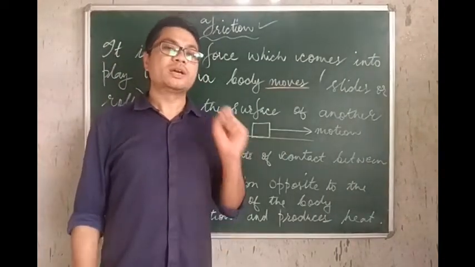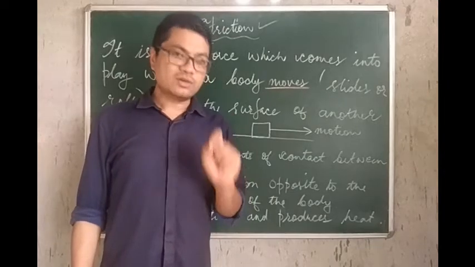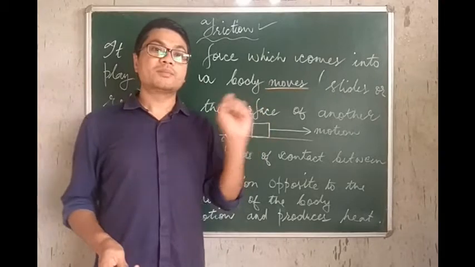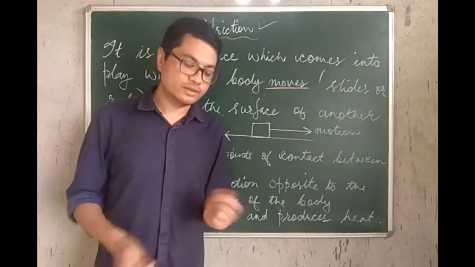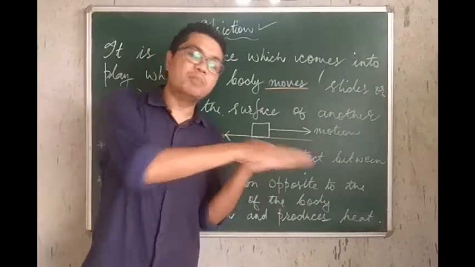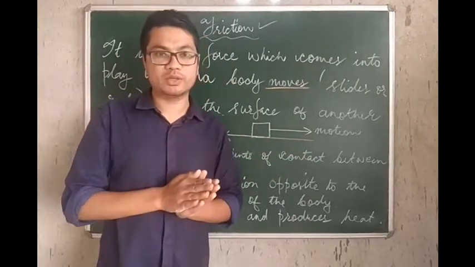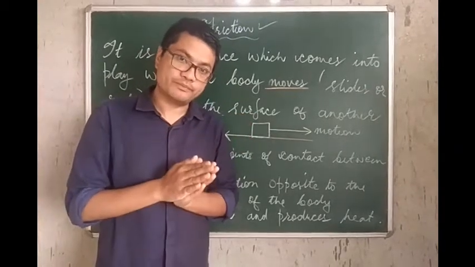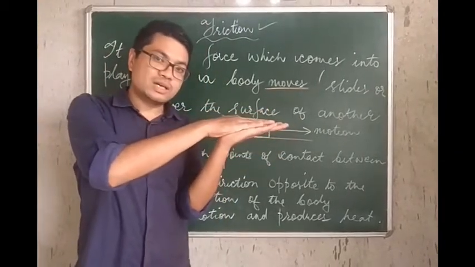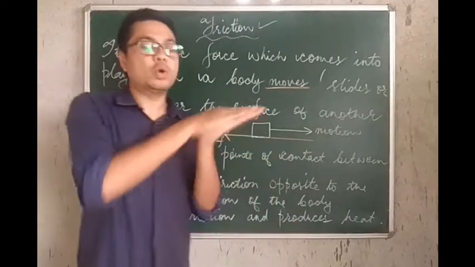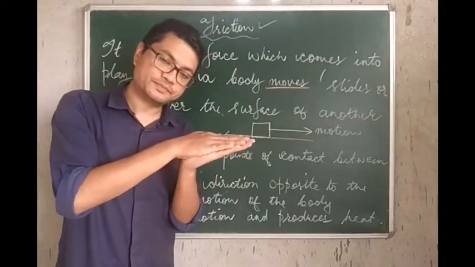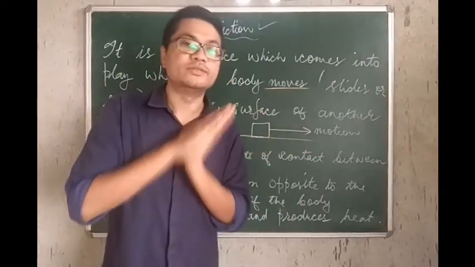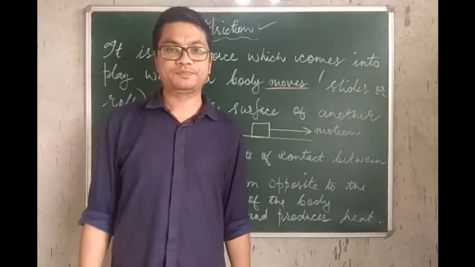Why? Because friction not just acts when there is relative motion between two bodies, friction also acts when a body is about to move over the surface of another body. That is, when the body is not actually moving, but just about to commence its motion over the surface of another body. Therefore, if the body is still static, not moving, then also friction comes into play, remember.